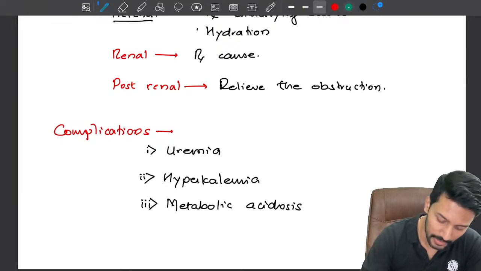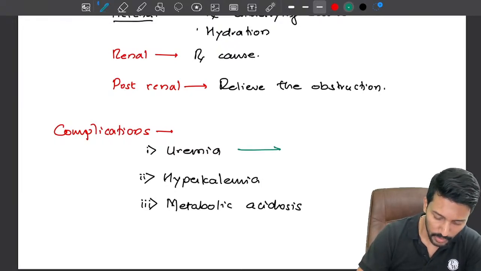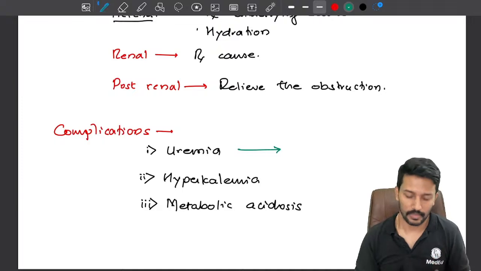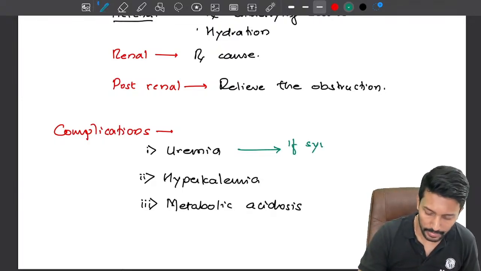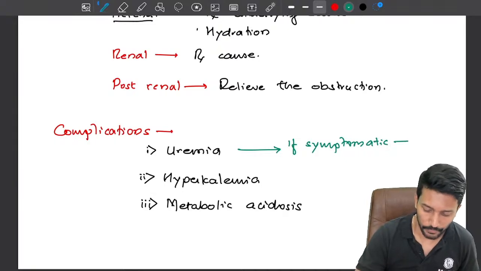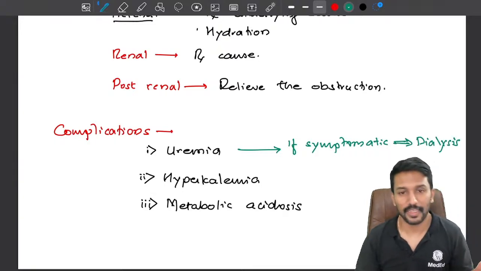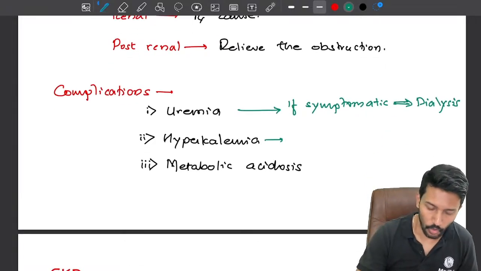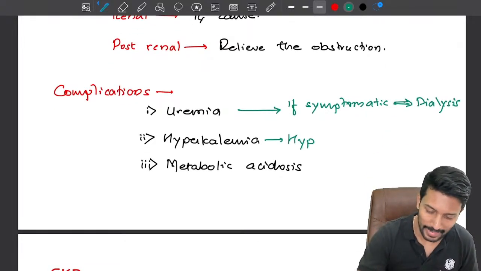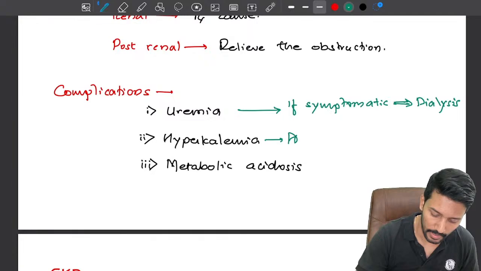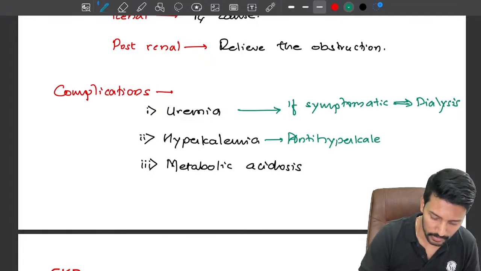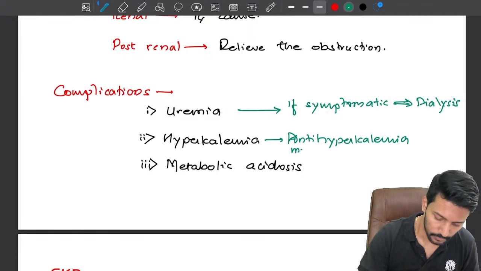Okay. Now, how do you treat these complications? Uremia can only be treated with dialysis, right? If symptomatic uremia, there is no way to decrease the blood urea level. We have to treat the patient with dialysis. Okay. If there is hyperkalemia, right, first we will offer the patient anti-hyperkalemia measures, right? What are the anti-hyperkalemia measures? What can bring down the potassium levels?